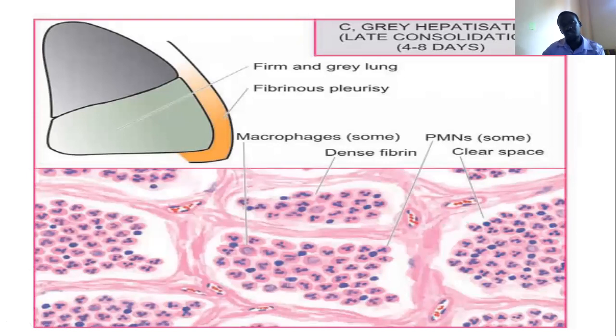So there goes the picture. The neutrophils are reducing in number as the macrophages are increasing in number. And then you have a dense fibrin. Unlike the previous stage, where we had fibrin but it wasn't dense, here we have much more fibrin. Again, the lung appears firm and gray. And you may get fibrinous pleuritis. It is also a characteristic feature in stage 3.